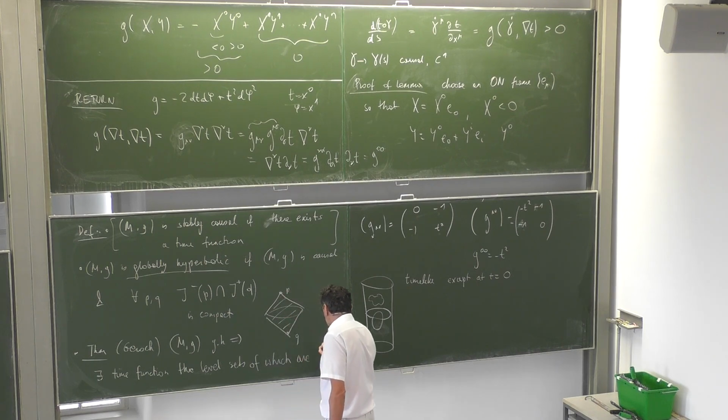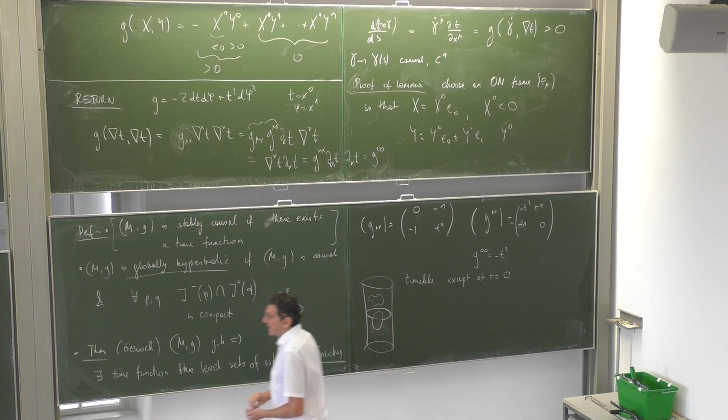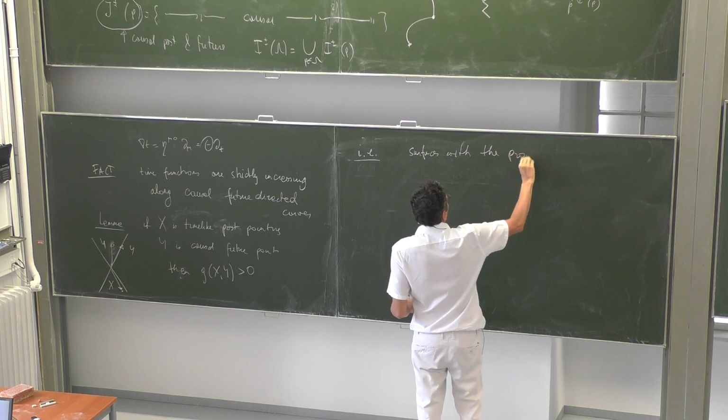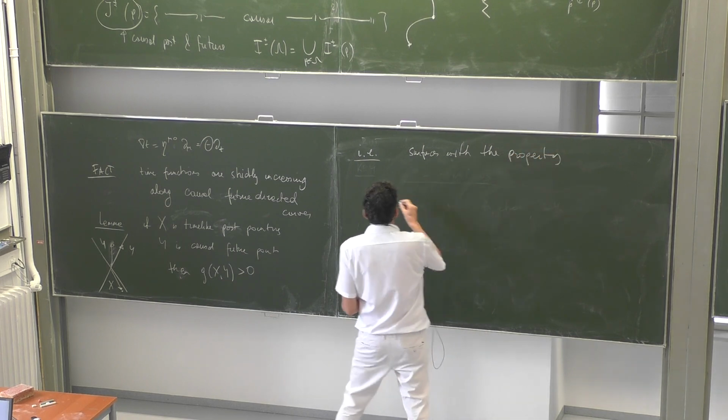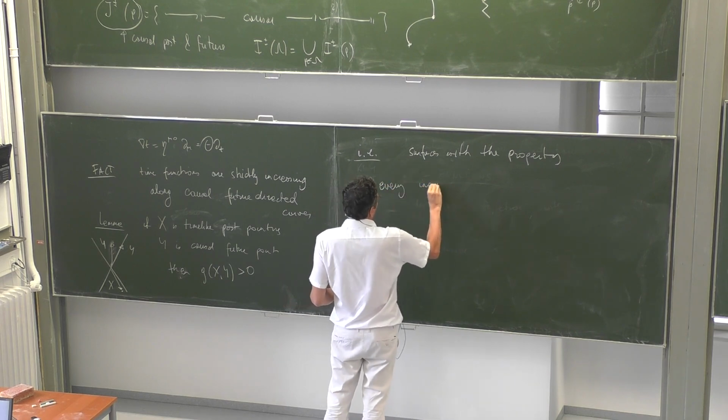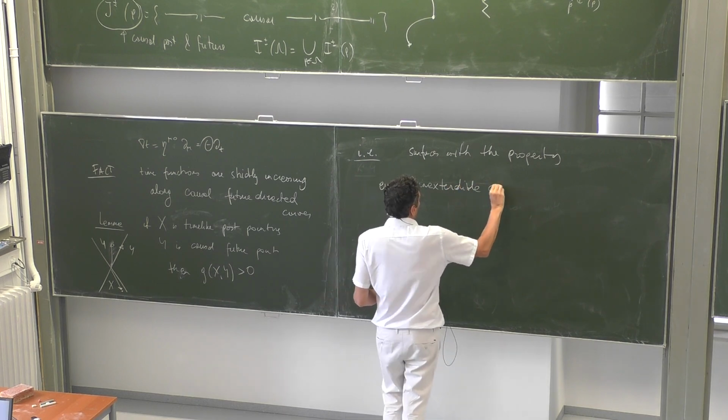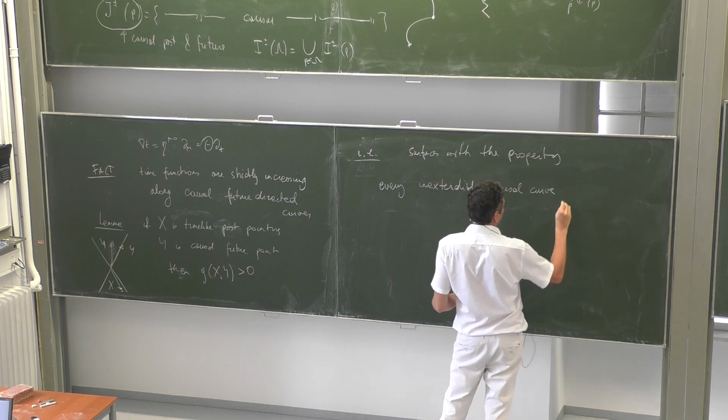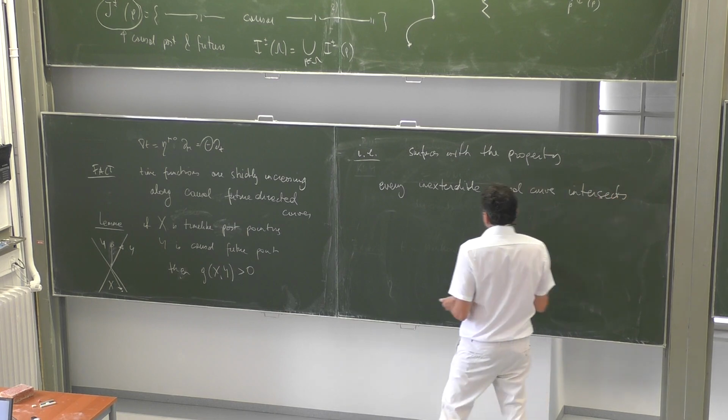And I didn't tell you what a Cauchy surface is, so let me just do it right now. A Cauchy surface is a surface which is intersected by every inextendable causal curve precisely once. I.e., a surface with the property that every inextendable causal curve intersects the surface precisely once.